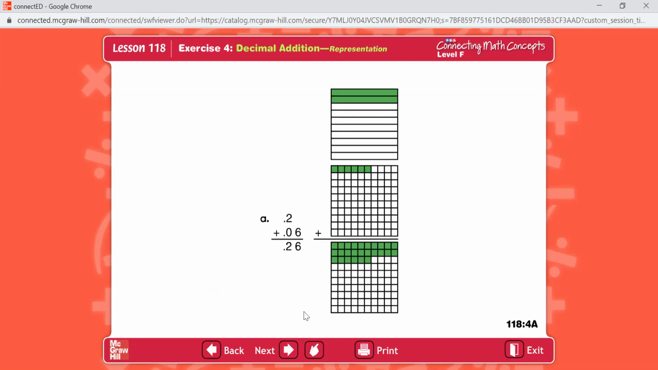Problem B. Five tenths plus 8/100. Make the diagram for 5/10 in the first box and 8/100 in the second box. Show the answer in the last box. Here's what you should have. 58/100.